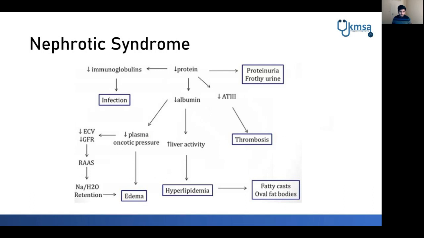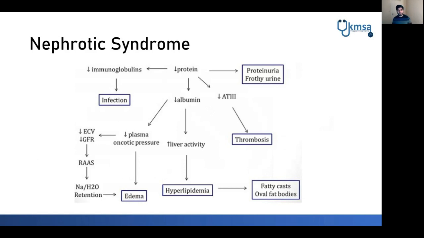So reduced protein, reduced albumin, results in that reduced oncotic pressure. So your vessels can no longer hold the fluid within them, so they'll end up leaking fluid everywhere into your tissues, and you get edema. This can also be worsened by the RAAS system and the perceived reduction in your circulating volume we spoke about before. Because of the low albumin, your liver is like, oh wait, I better make more albumin.